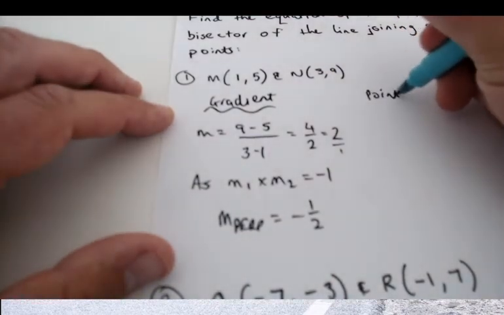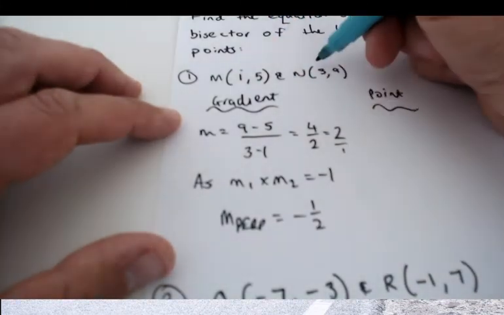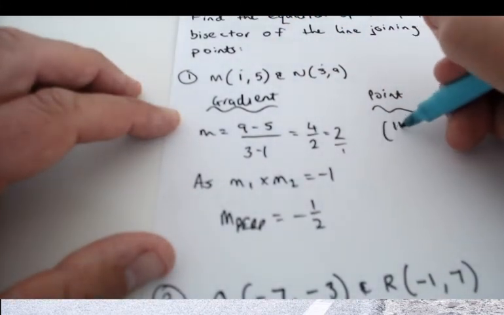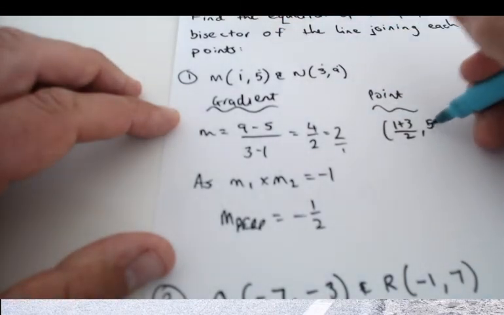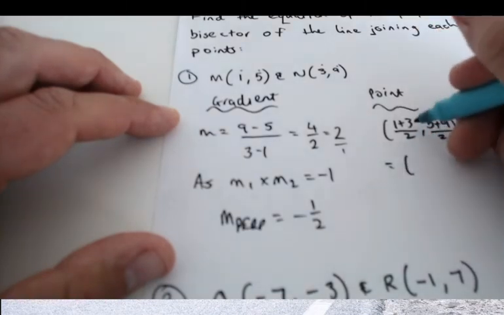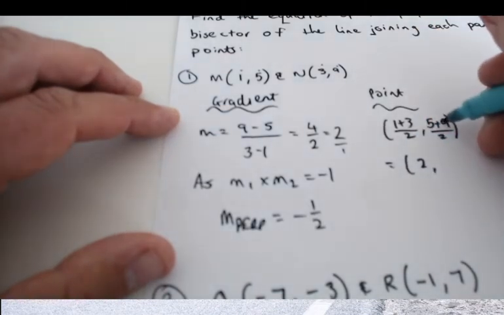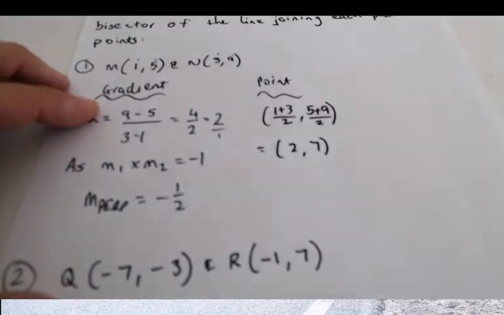Point. I need the midpoint of MN. So I'm going to add together the x coordinates, 1 add 3 and half it. I'm going to add together the y coordinates, 5 add 9 and half it. That will give me 4 over 2, which is 2, 14 over 2, which is 7. So I've got my gradient, minus a half. I've got my point, (2, 7), a, b, just in case you wanted it.